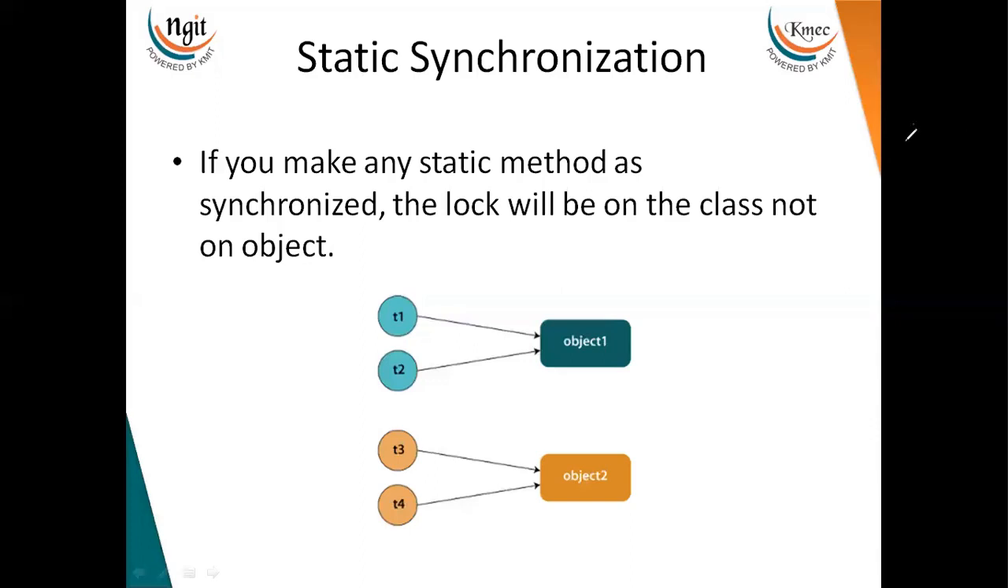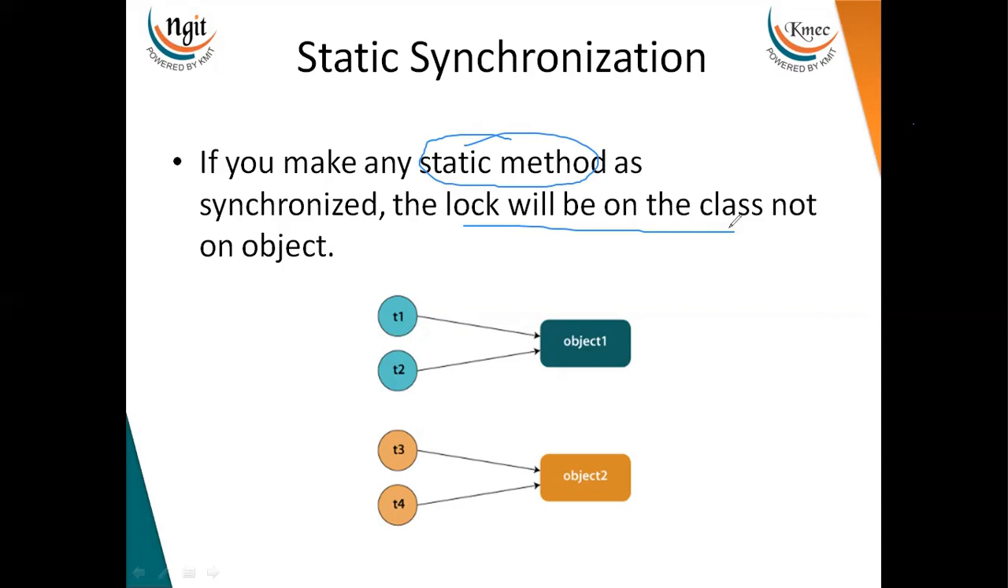So as of now, we've seen synchronization on non-static methods. Now, if you make any static method as synchronized, what will happen? The lock will be applied on the class instead of the object. As of now, we are applying the lock on the object. Now, what I want to do, sir, is apply the lock on the class instead of the object. Sir, why do we need to do this?